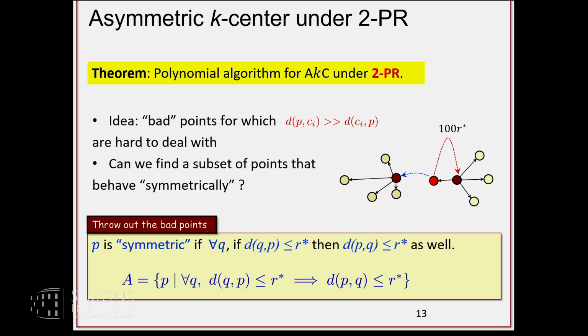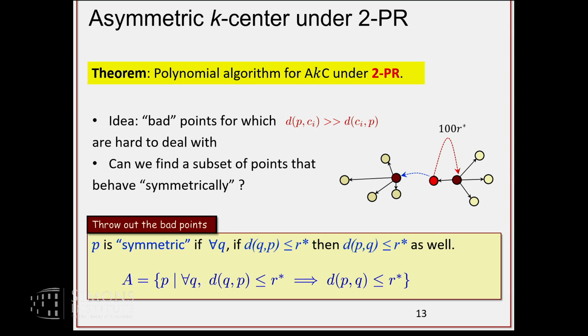One thing I should point out: when we're doing these algorithms, we can always assume we know the optimal radius r star, because if you remember from a few slides back, the r star value is just some distance between two of the points, and there are only n squared of them to try. So we can just brute force it in the worst case.